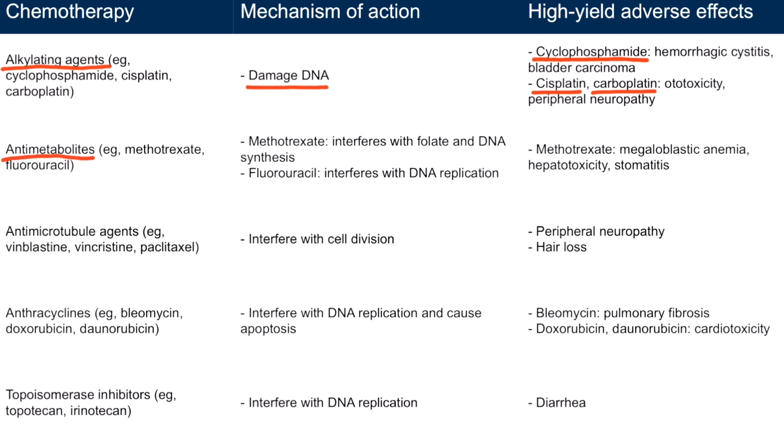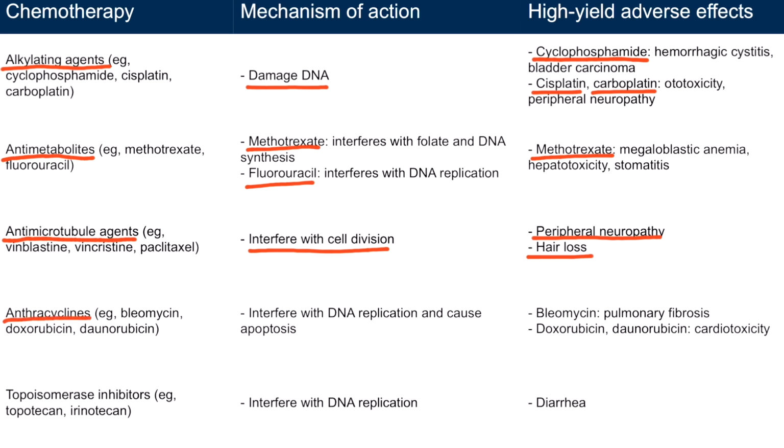So antimetabolites are methotrexate and fluorouracil, and both of those work by interfering with DNA synthesis. Now, methotrexate also interferes with folate synthesis, and it predisposes patients to development of megaloblastic anemia, hepatotoxicity, and stomatitis. Now let's go to the next group. Antimicrotubule agents like vinblastine, vincristine, and paclitaxel function by interfering with cell division. Now, prolonged use is particularly associated with peripheral neuropathy and hair loss.